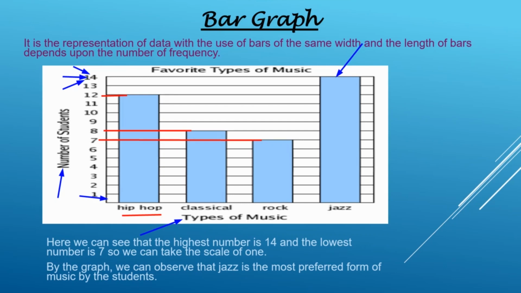And the least preferred form of music is this because this is the shortest building, shortest bar. So rock is the least preferred form of music. So we can make a bar graph as well as we can study and draw inferences from it.